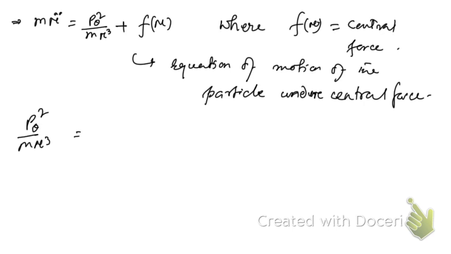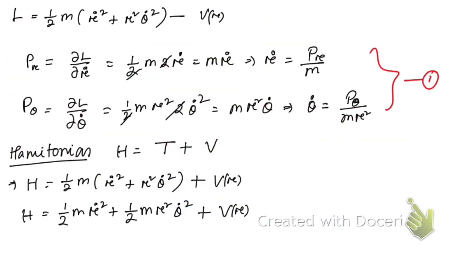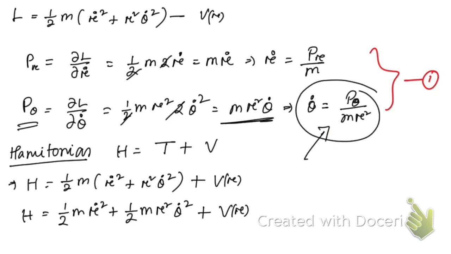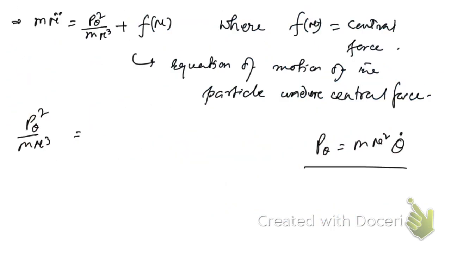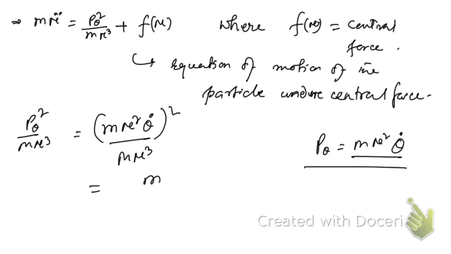We know that p theta is nothing but m r square theta dot. We have already got this. Let me go back to the first slide. Here from equation number 1 we have got p theta equal to this, which implies theta dot is equal to this. Let me replace this p theta here by this value. Then we're going to have m r square theta dot whole square by m r cube, and then m r to the power 4 theta dot by m r cube.